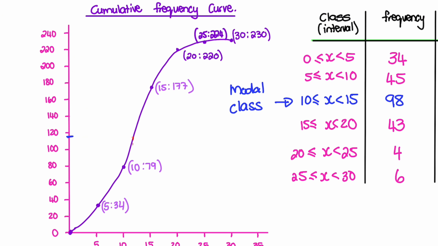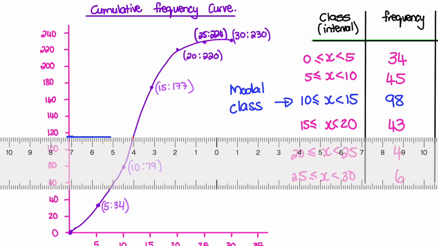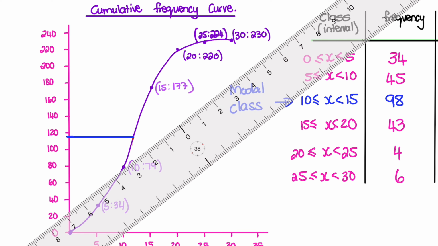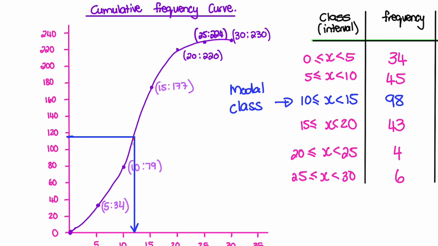Now, this 115 is the position of quartile 2. It's not the value of quartile 2. In order to estimate quartile 2, I would need to use my ruler, and I draw a horizontal line to the cumulative frequency curve. And then I draw a line straight down to the horizontal axis. Now this value right here, this will be my estimate for the median. And let's say that is around 12.